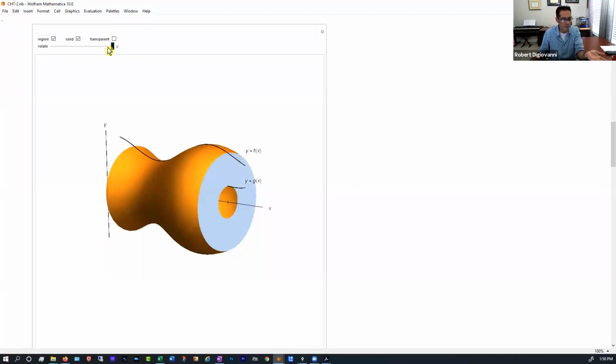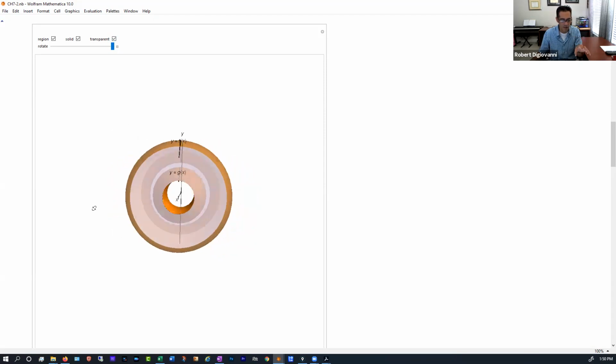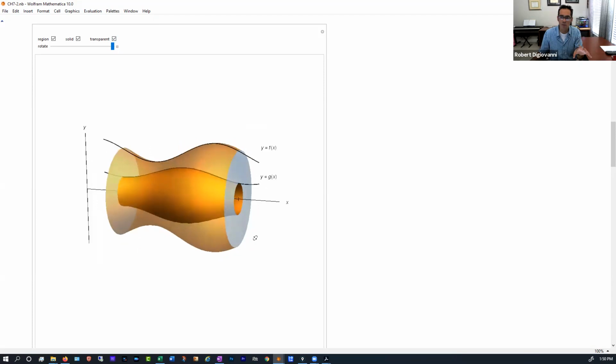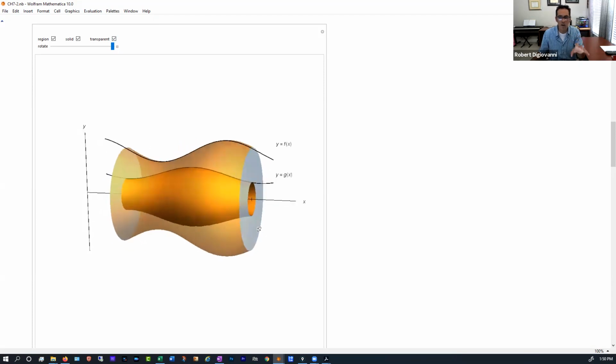Now I'm going to make this thing somewhat transparent so we can see through it. Okay. This solid that we have here, we can see through it, right? This solid has a volume to it. And what we want to know is what is the volume of that solid? Understand the geometry, understand the question. Yeah?